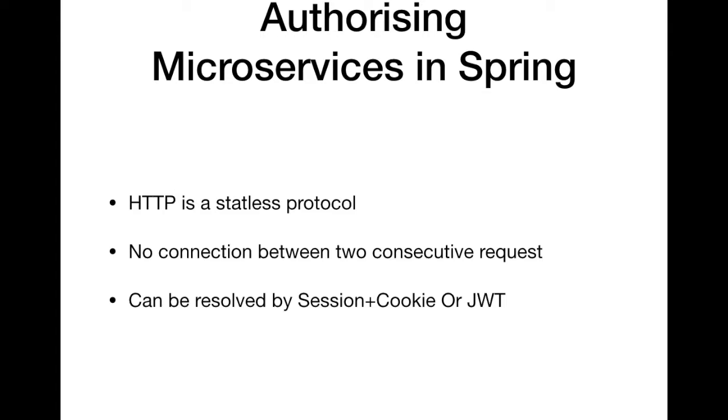Again, when the client comes, there is no identity of the previous request in the current request. So that's why there is no connection between two consecutive requests. That we are trying to resolve by different approaches. The globally accepted approach is JWT, JSON Web Token.